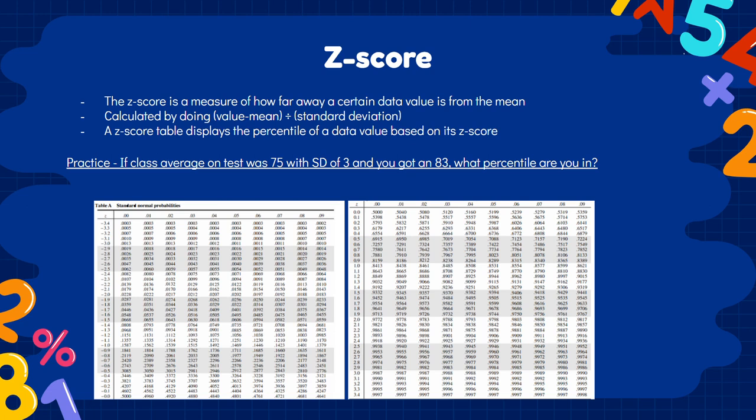The z-score would be 83 minus 75. Your value, your test score, is the data value we're looking at, minus the mean, the 75. And you divide that by the standard deviation. 83 minus 75, divided by 3 gives you about 2.67. I'm rounding to 2.67 because it's just easier. And now the third bullet point: a z-score table displays the percentile of a data value based on its z-score.